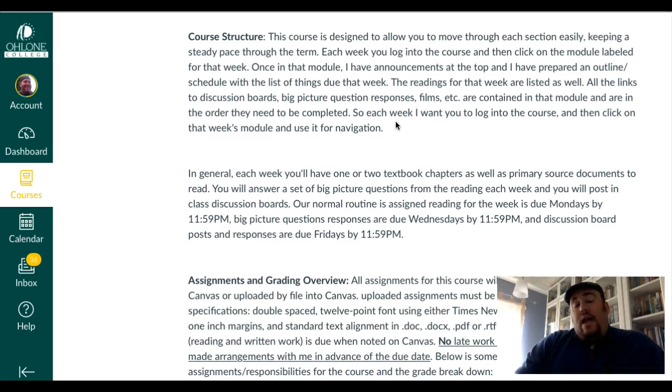On Wednesday, you'll submit responses to some big picture questions. And these big picture questions are located on the last page of the chapter, right before usually the documents that are included in the chapter. There's a section called Big Picture Questions, and you'll answer those for each chapter each week, and those are due on Wednesday. And there's more information about those a little bit further down.